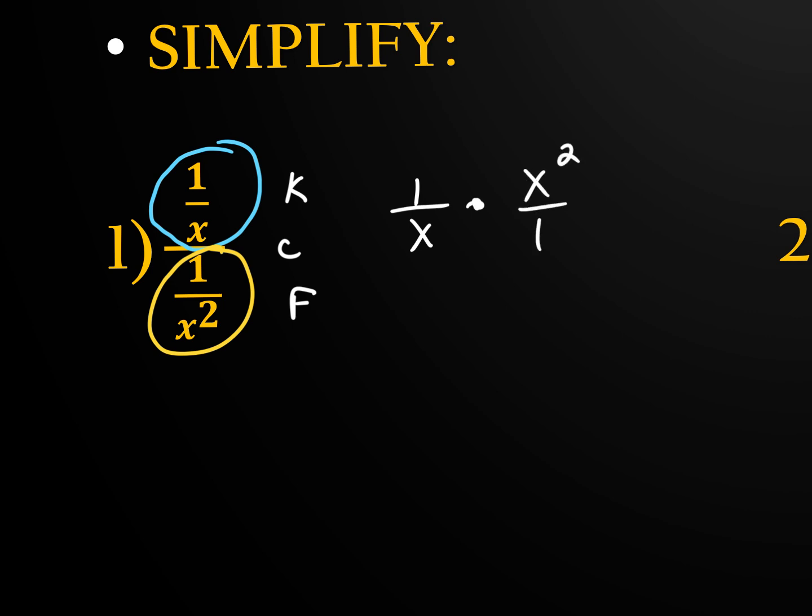This becomes x squared over 1. And then we simplify. Is there anything I can simplify here? The x squared and the x, yep. 1x will cancel out here, 1x cancels out on top, and all you're left with is x. All right, the first three are pretty quick.